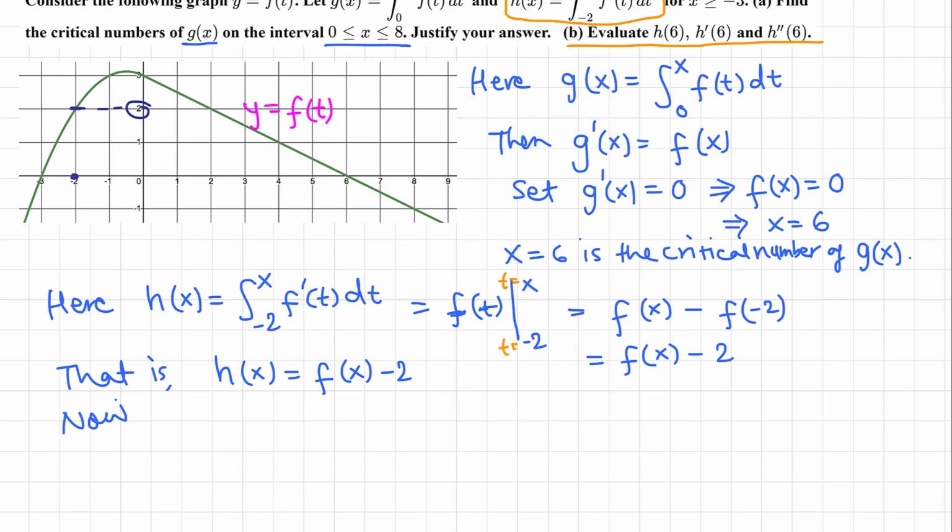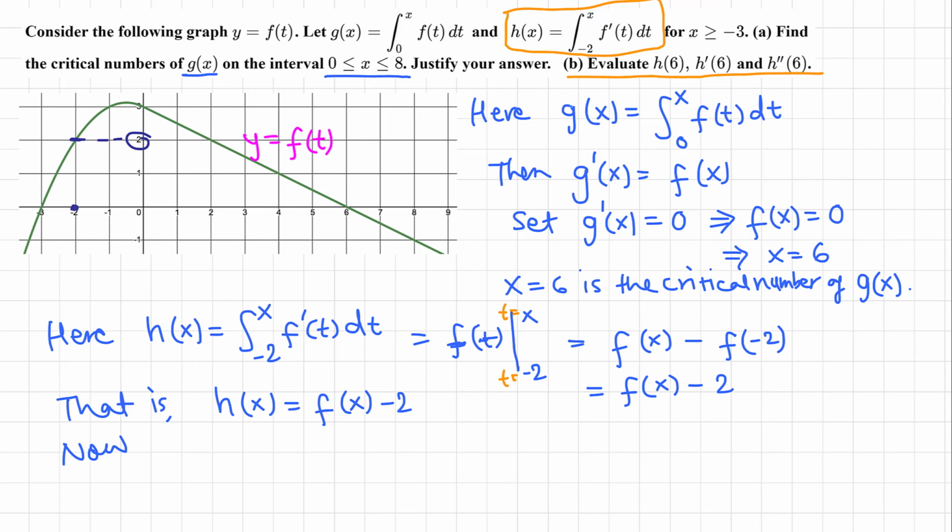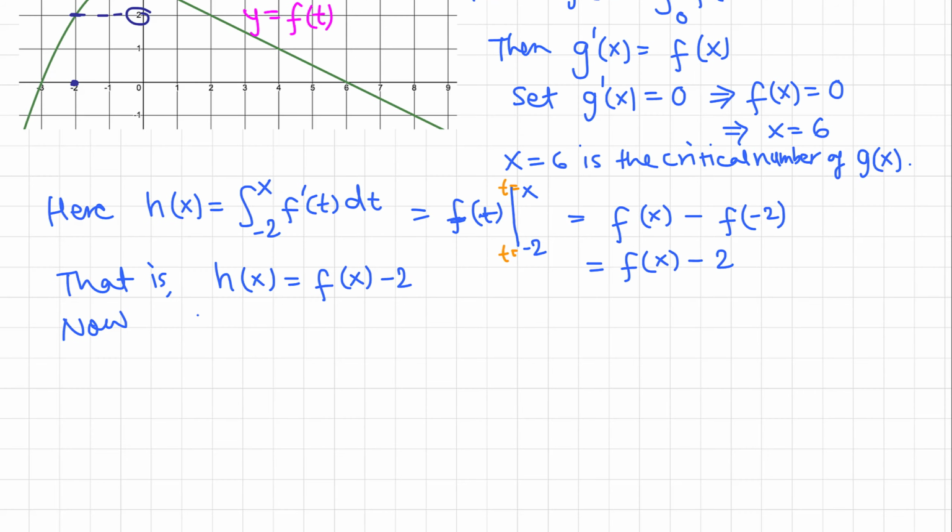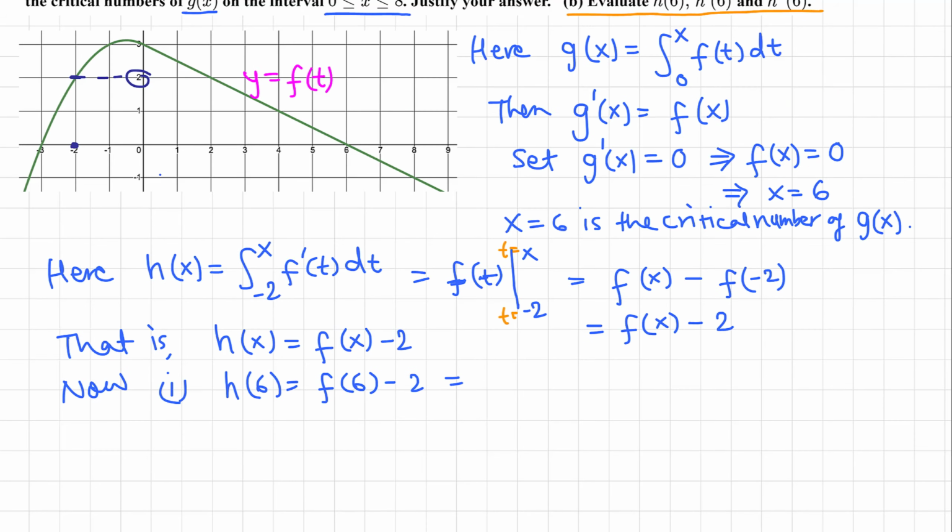Now we need to find h of 6, h prime of 6, and h double prime of 6. So number 1: h of 6 means replace x by 6. f of 6 minus 2. Now we need to find f at 6. Looking at the graph, f at 6 is here, at the level of the x-axis, so the value is 0. The function value at 6 is 0, minus 2, so negative 2.